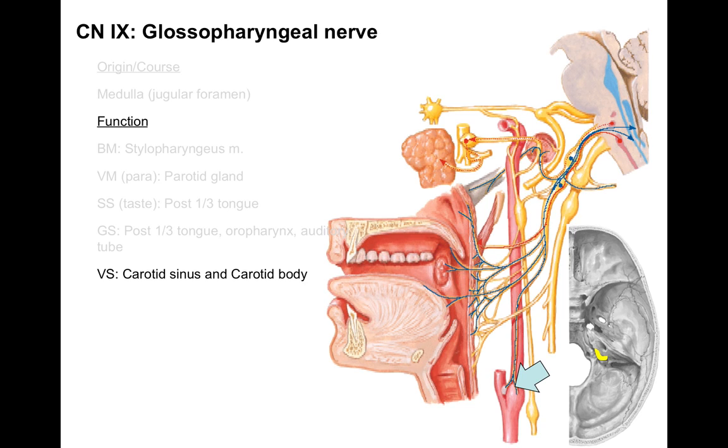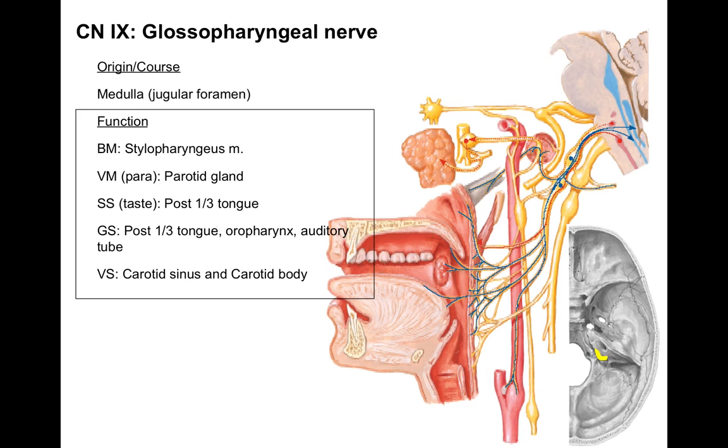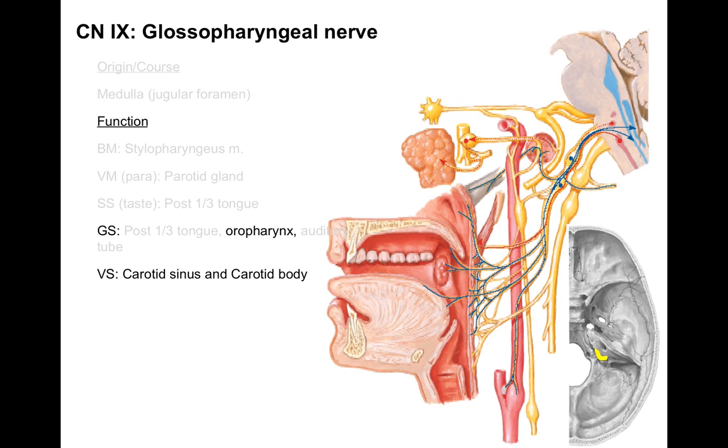And then it also does visceral sensory from the carotid sinus and the carotid body that we've talked about. The carotid sinus does baroreceptor for measuring changes in blood pressure. Chemoreceptor is the carotid body, which measures changes of CO2 and O2 in the blood. Now, when it comes to the clinical relevance of all of these functions, the oral pharynx and the carotid sinus and body is really it. That's it. All the other things, though, have some relevance.